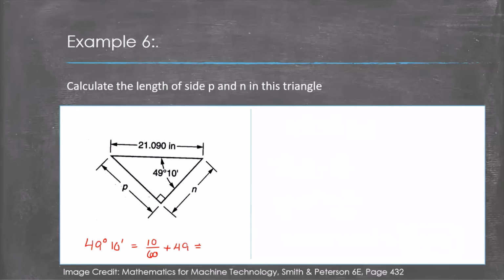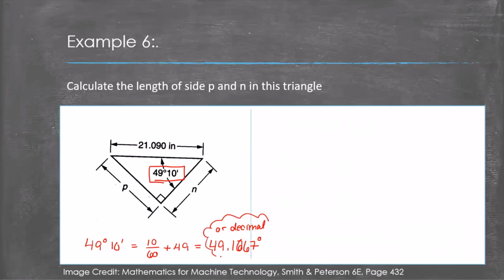Okay, so 10 divided by 60 plus 49, and keep as many decimals as you can. In this case, I get 49.16667. So just keep lots of extra decimals. So you can use either degrees, minutes, seconds, that's going to be more precise, or decimal.